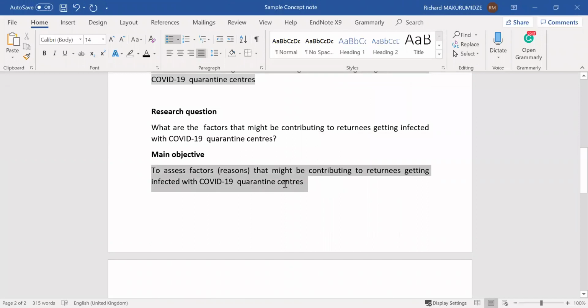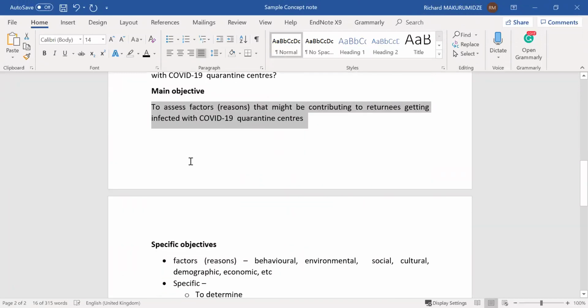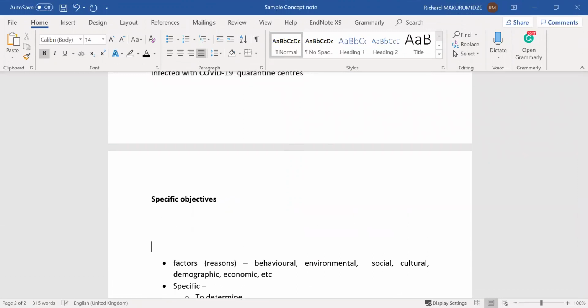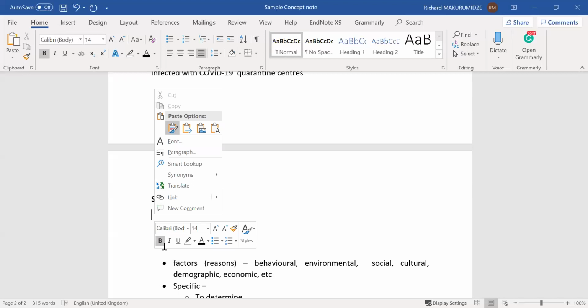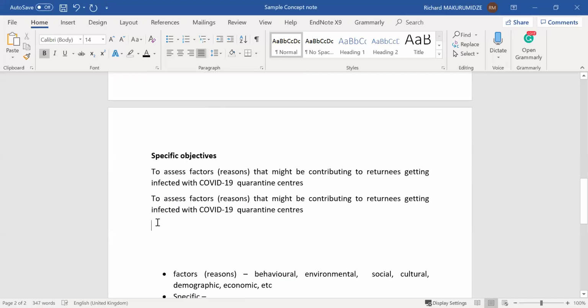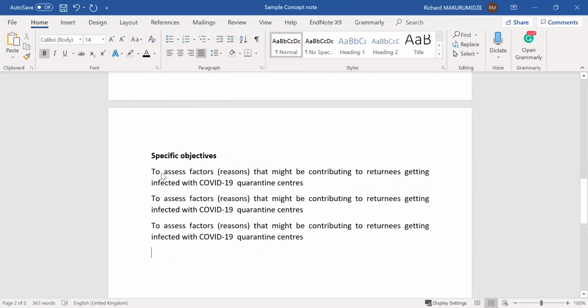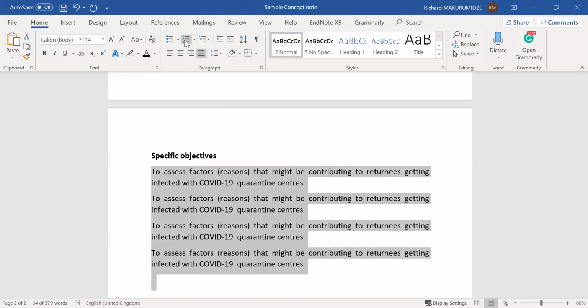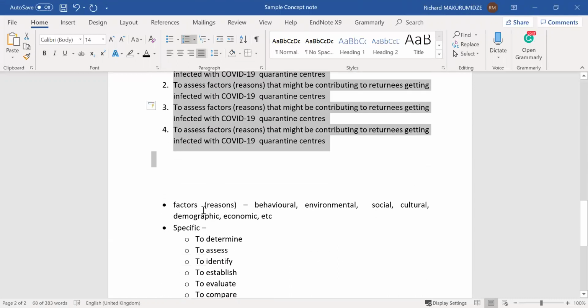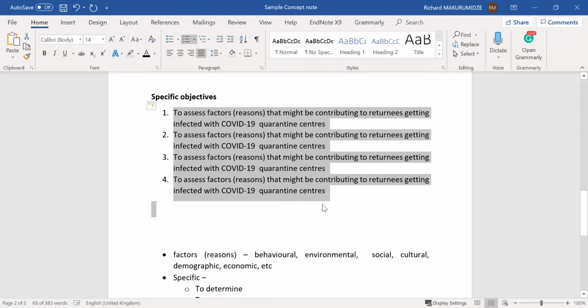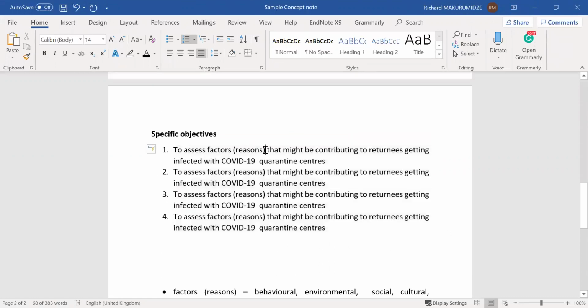When you're establishing your objectives, you take your main objective, and for your specific objectives you are just expanding. These are the possible things: they can be behavioral, environmental, social, cultural, demographic, or economic things. So you then expand.